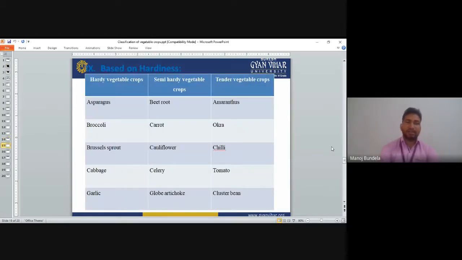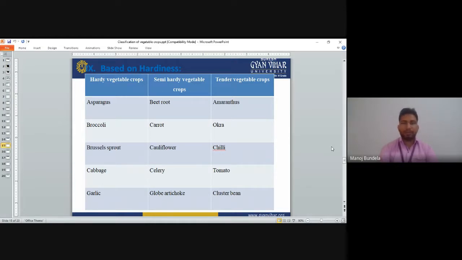Next is hardiness: hardy vegetable crops, semi-hardy vegetable crops, and tender vegetable crops. Hardy vegetable crops come under asparagus, broccoli, Brussels sprout, cabbage, and garlic. The second one is semi-hardy vegetable crops: beetroot, carrot, cauliflower, celery, and globe artichoke come under the semi-hardy vegetable crops.